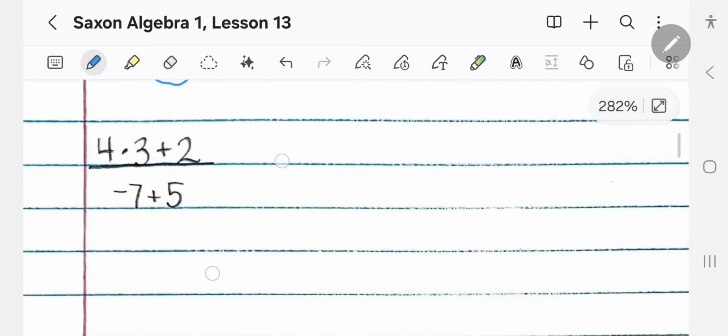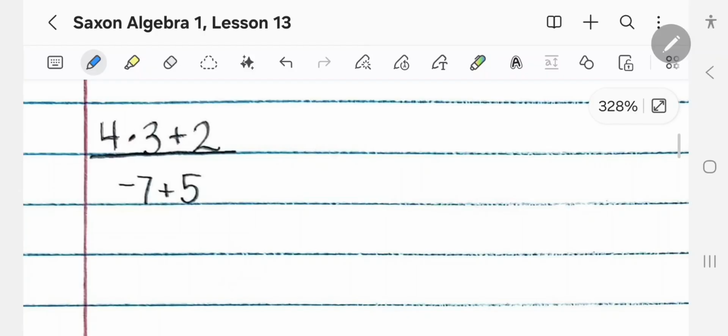Let's look at this problem. Very similar, they just added a denominator, right? So I'm going to look in the numerator and say, well, I can do that 4 times 3, that's 12. Had to do that multiplication before addition. And then I've got the negative 7 plus 5 in the denominator. Now I'm going to deal with my additions in the numerator. That's going to be 14.